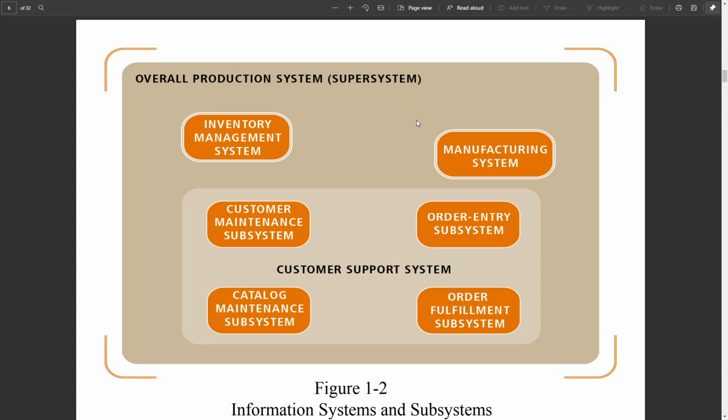And inside that, there are different types of subsystems. What are the systems that make up each other to be able to be called a production system? So sa production system, merong inventory management, manufacturing system. So sa customer maintenance system, subsystem, the catalog maintenance subsystem, order fulfillment subsystem, and order entry subsystem.